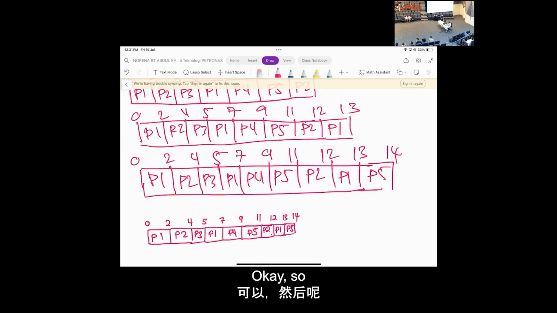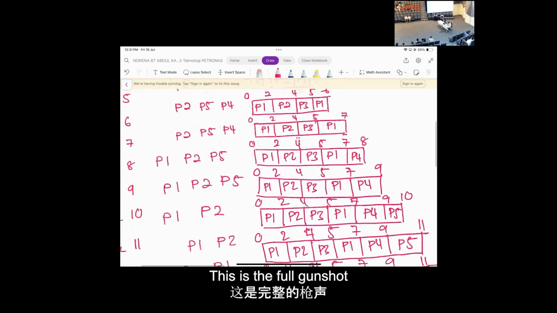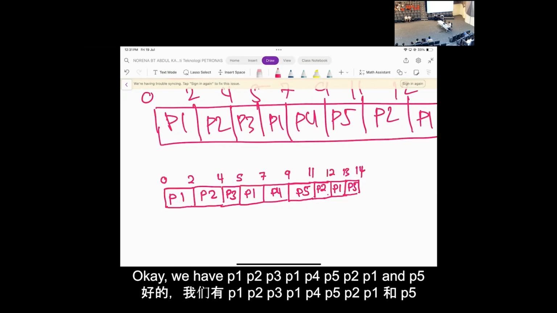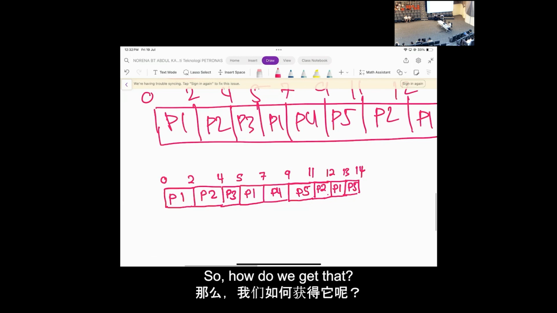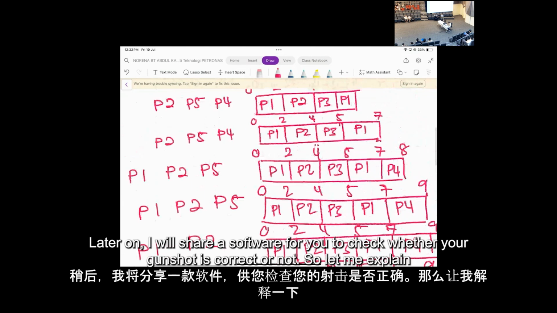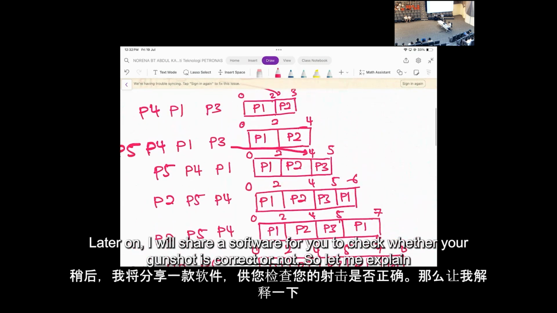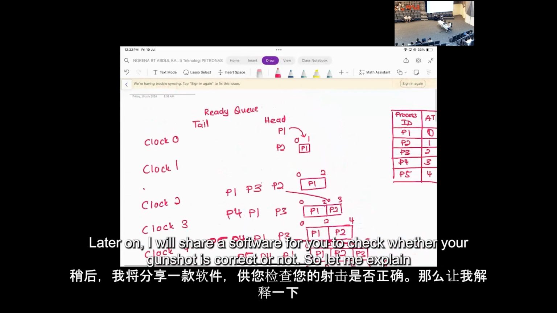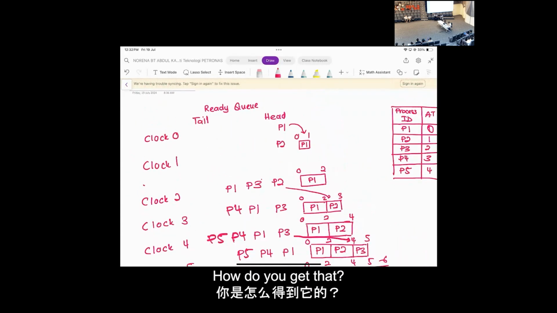Okay, so this is the full Gantt chart. We have P1, P2, P3, P1, P4, P5, P2, P1, and P5. So how do we get that? Later on, I will share a software for you to check whether your Gantt chart is correct or not. So let me explain how you get that.